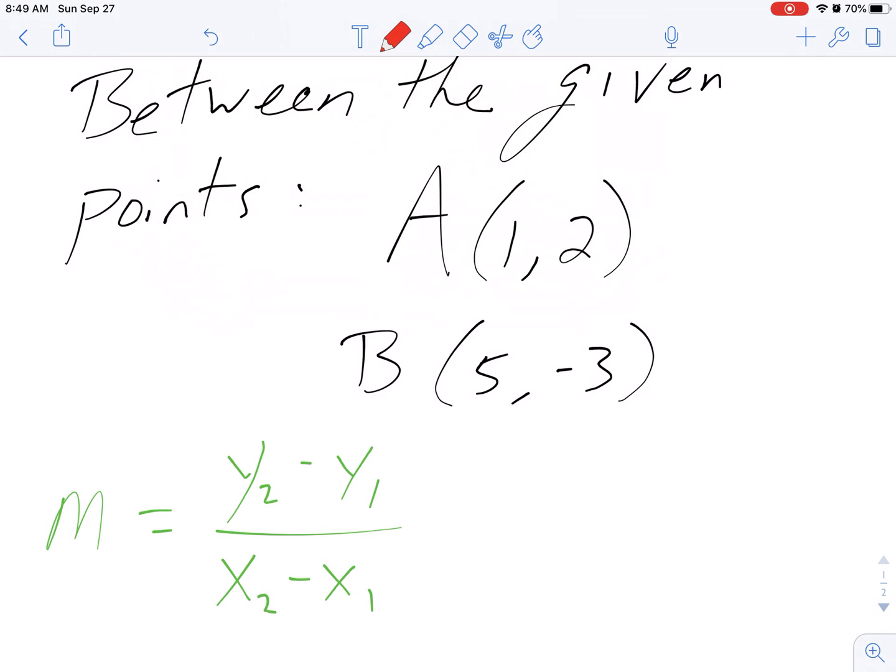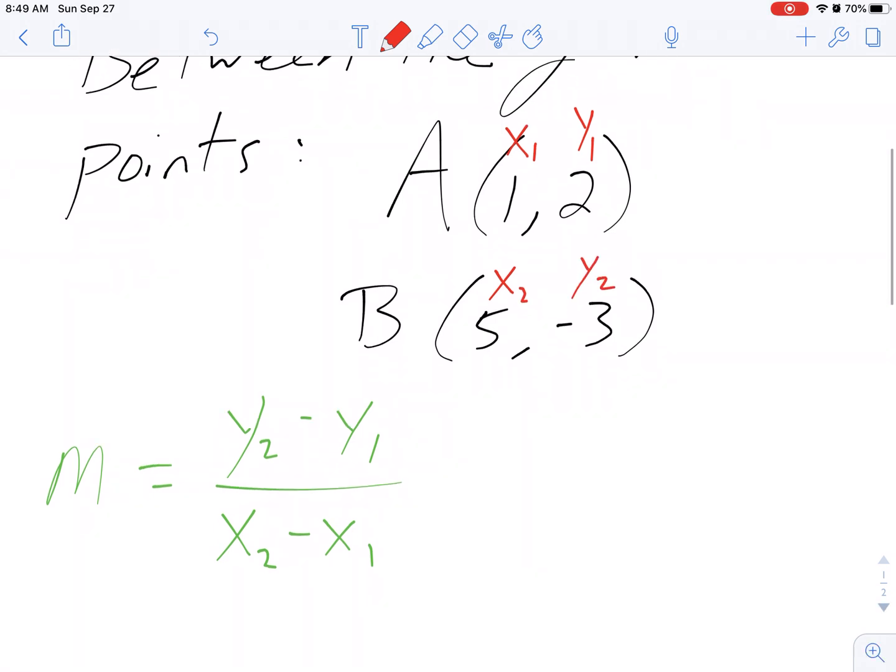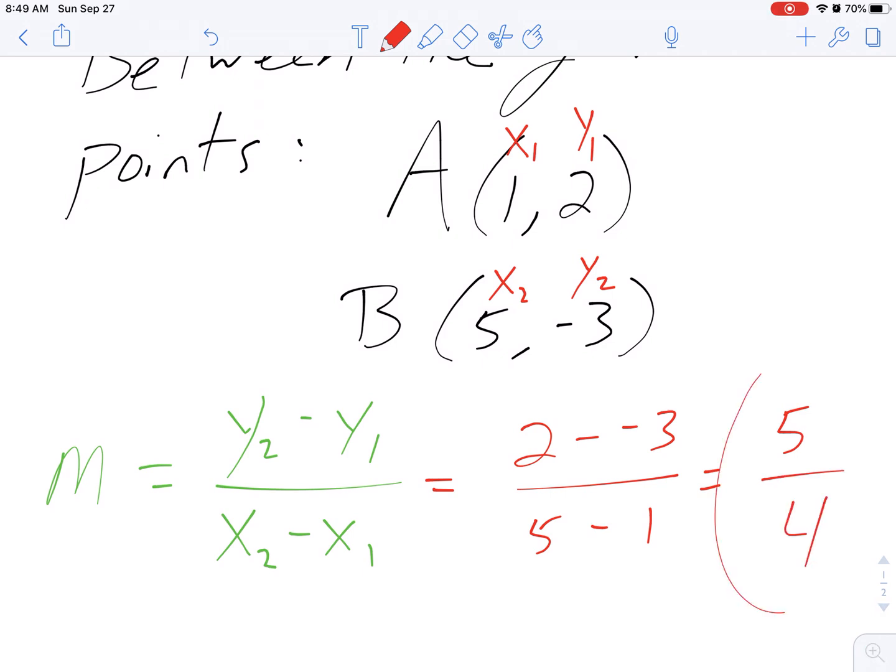And if you want to, you can label these. This is x1, y1. That just stands for, hey, that's the first point. And this is x2, y2. And all you have to do then is fill in the values into this equation. So the problems are fairly short. That problem is done.